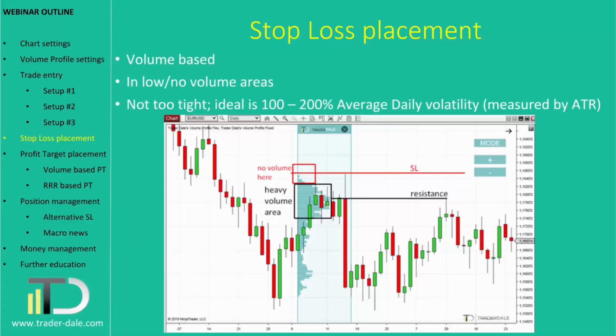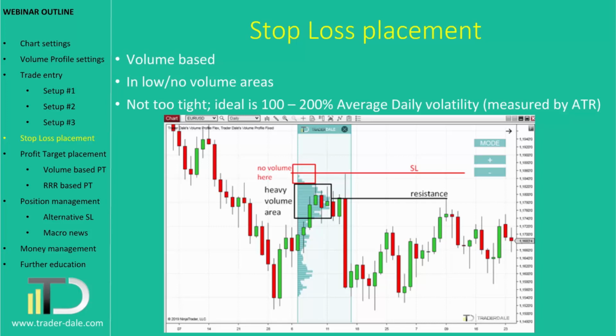And let's now talk about stop loss placement. I believe it's very important where you put your stop loss, so here is how you determine where the ideal place for your stop loss is. As I already mentioned when I was talking about the entry setups, heavy volume areas are strong support or resistance zones. So you want to place your stop loss behind such heavy volume areas. You want to place your stop loss into low volume area or into no volume area.